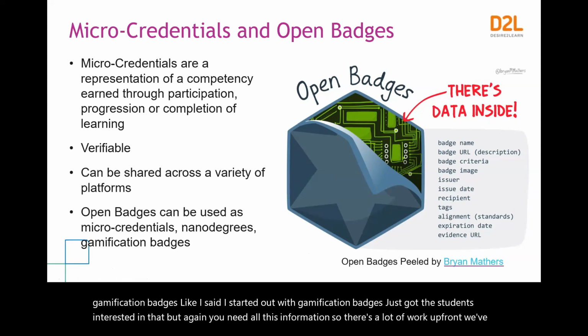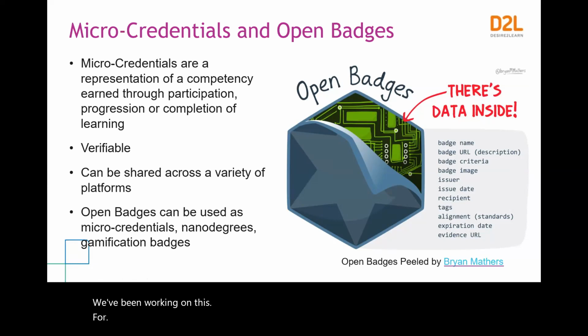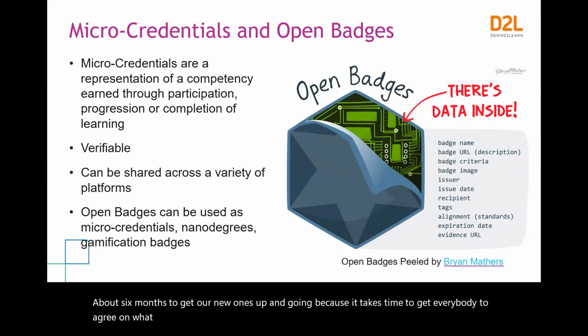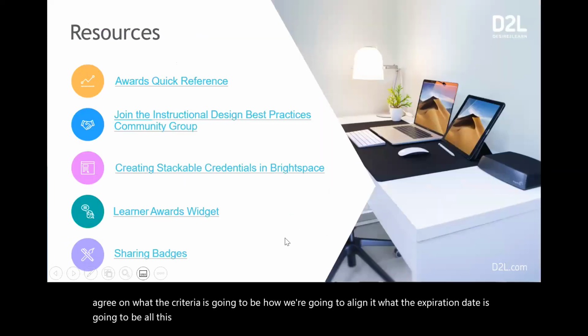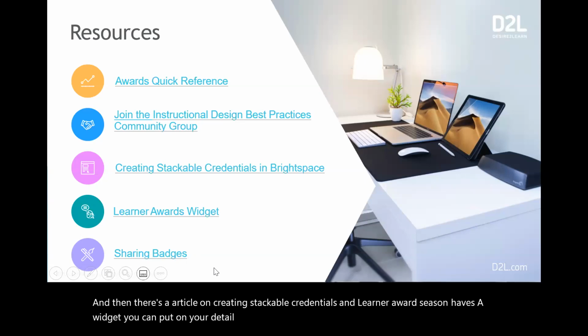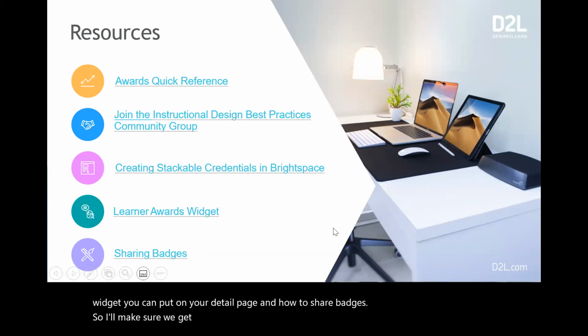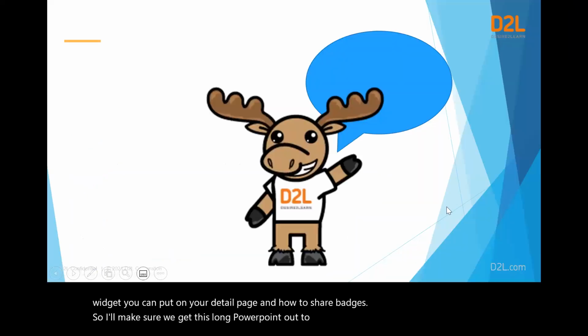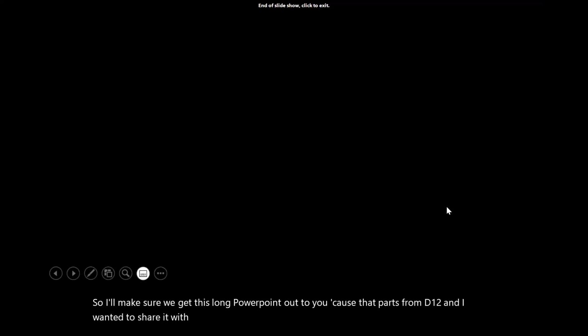We've been working on this for about 6 months to get our new ones up and going, because it takes time to get everybody to agree on what the criteria is going to be, how we're going to align it, what the expiration date is going to be, all this stuff. There are lots of resources, especially on this one. So I do have an awards quick reference. It's very good. And then there's an article on creating stackable credentials, and Learner Awards even has a widget you can put on your D2L page, and how to share badges. So I'll make sure we get this long PowerPoint out to you, because that part's from D2L and I wanted to share it with you for those that weren't able to make that one.